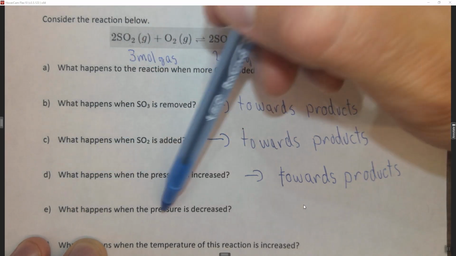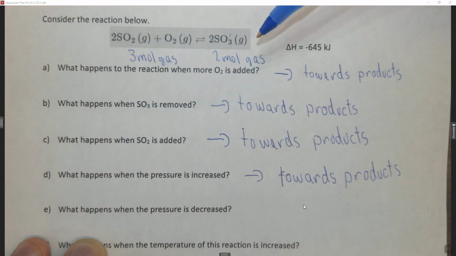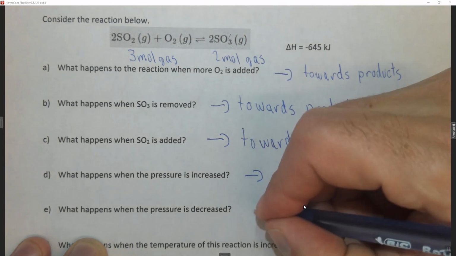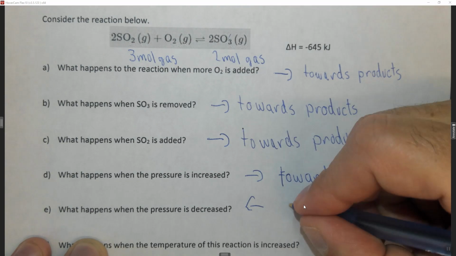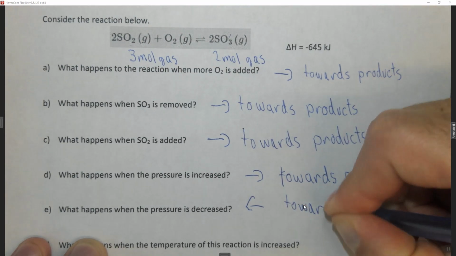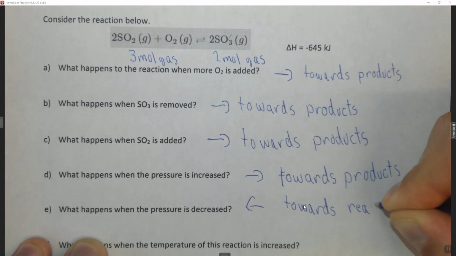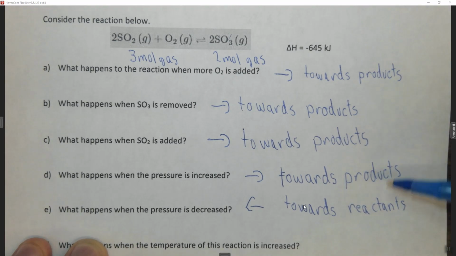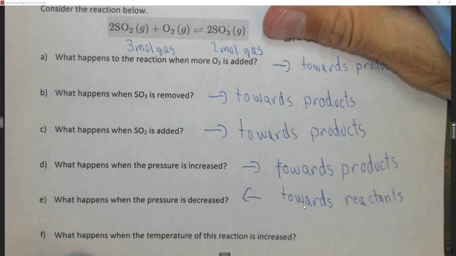It says, what happens when the pressure is decreased? In this case, the reaction wants to increase the pressure. The only way the reaction can increase the pressure is by increasing the moles of gas, making more gas. And in order to do that, it's going to shift to the left towards the reactants where there is more moles of gas. So this is how changing the pressure works for gases. You have to look at the moles of gas on each side.